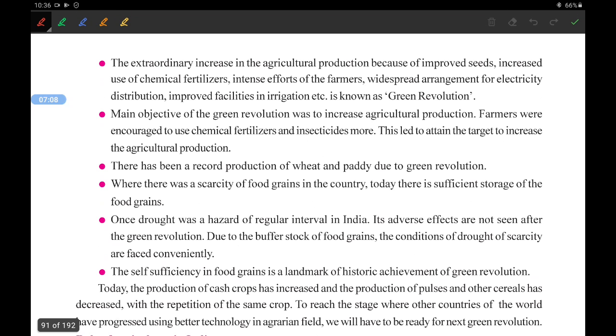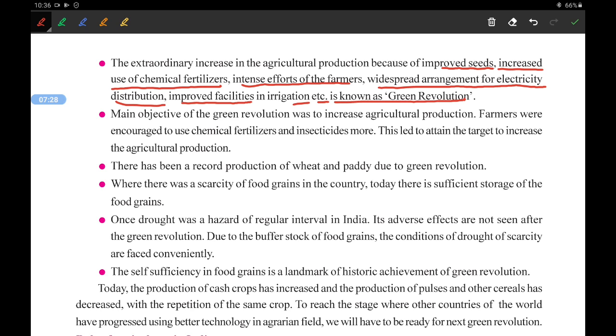Now what happened in the Green Revolution? The extraordinary increase in agriculture production. See what led to the increase? Improved seeds, increased use of fertilizers, intense efforts of the farmers, widespread arrangement of electricity distribution, improved facilities in irrigation, etc. are known as the Green Revolution. Basically, becoming self-dependent in the growing of crops and increasing the productivity and production of the crops is termed the Green Revolution.